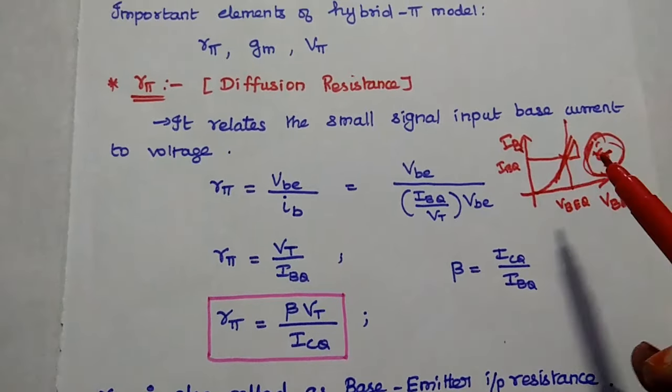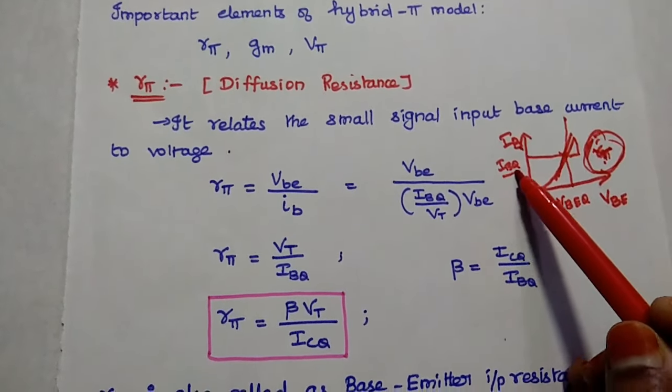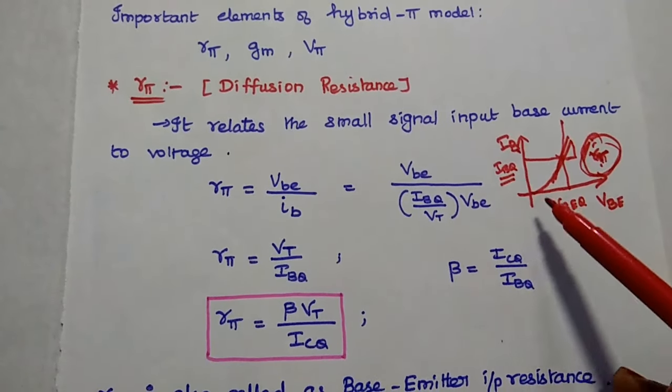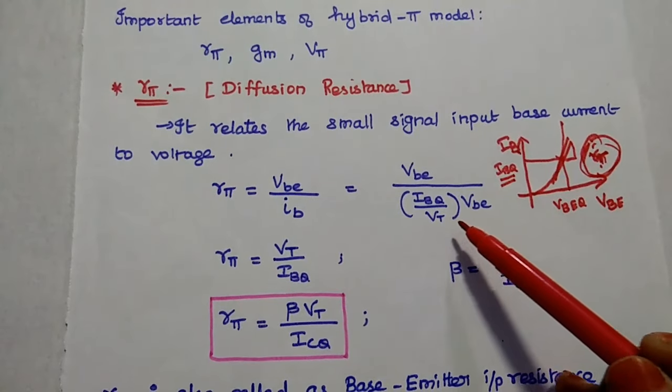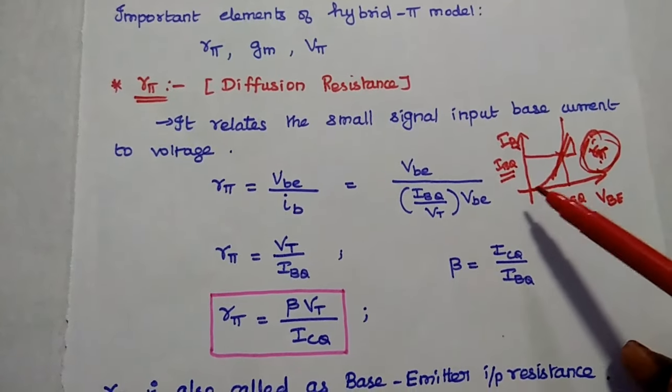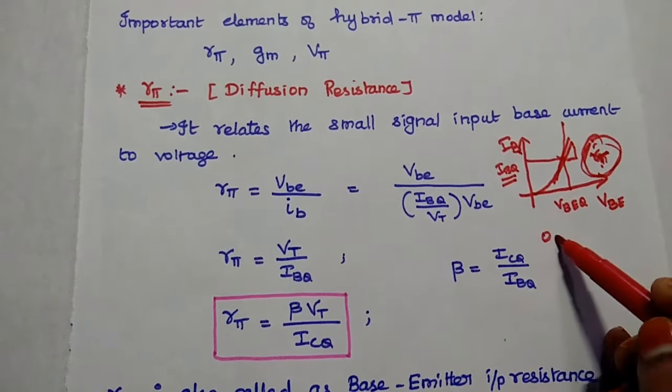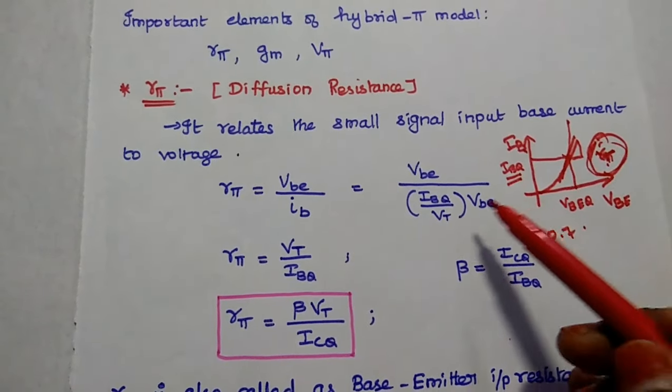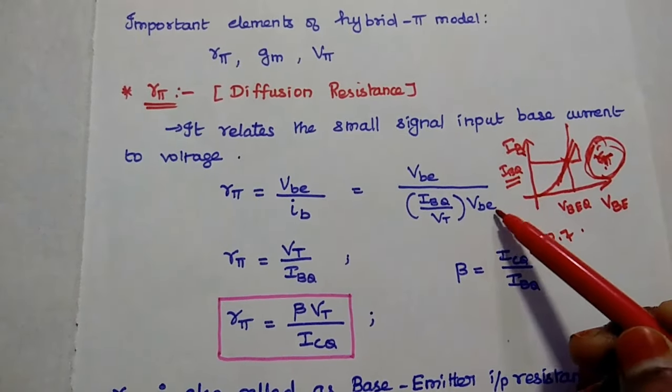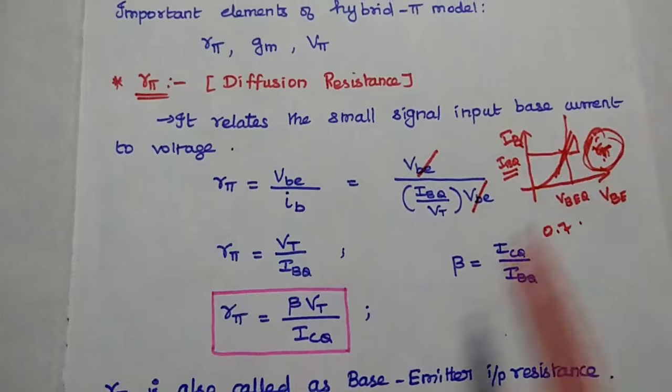From this we can get the small signal base current, which is nothing but this base Q value divided by VT. VT is nothing but the cut-in voltage of the transistor, that is 0.7 volt for silicon, which is multiplied with VBE. Then we can cancel this to 1.